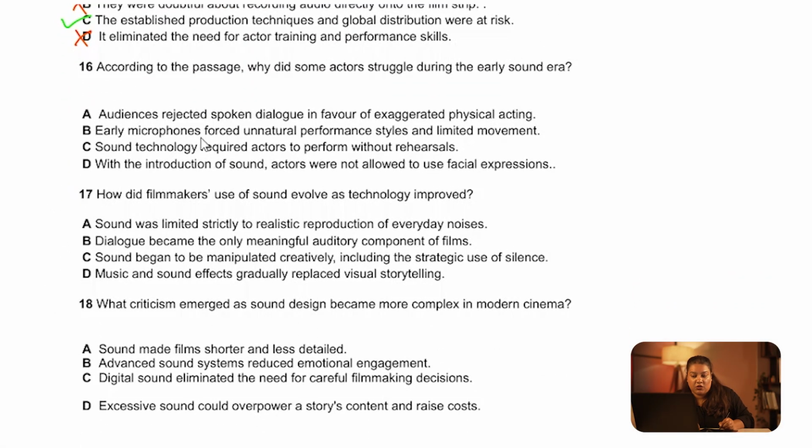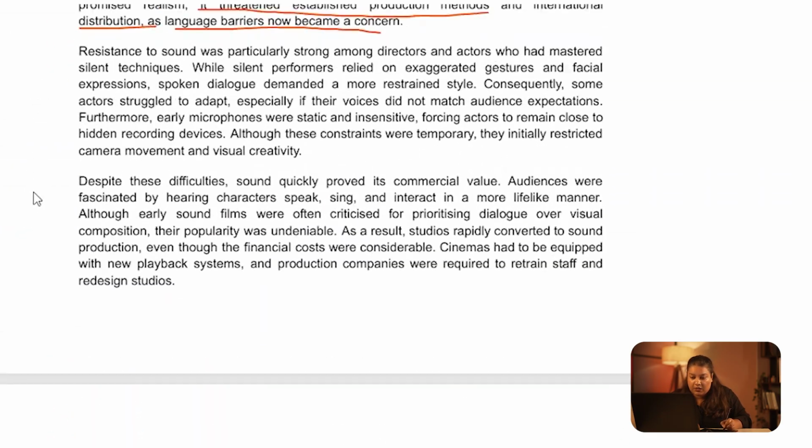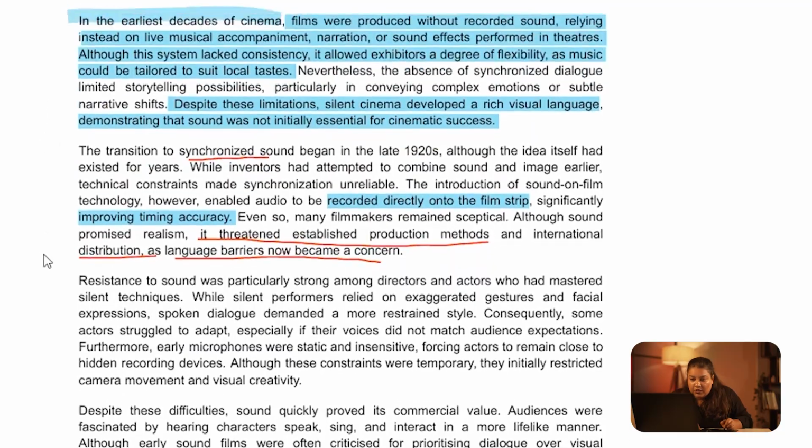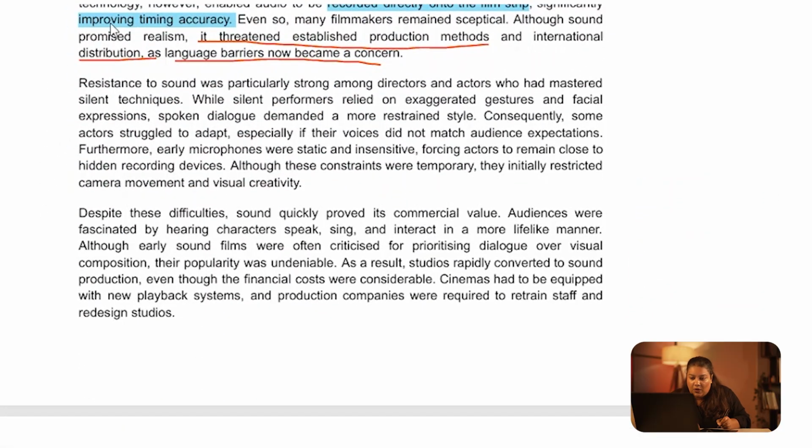Now let's move to question number 16. According to the passage, why did some actors struggle during the early sound era? Now we'll take few keywords so it is easier for us to locate. Actors struggle early sound era. Again, I'm not looking at the options. I'll go back, start skimming and scanning. Do we have anything talking about actors, early sound era? Yes, we do have actors, silent performers. Okay, let's do a bit of detailed reading in this paragraph.